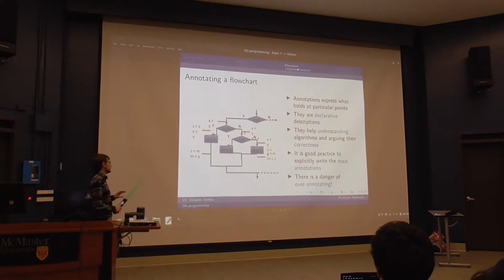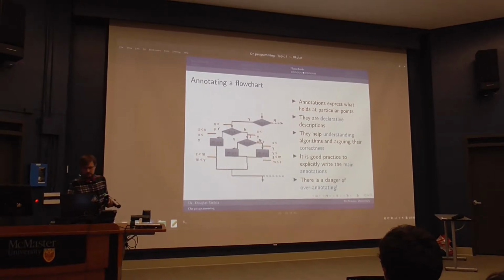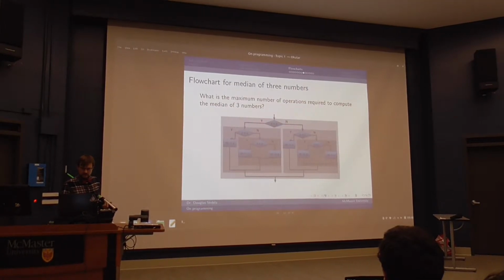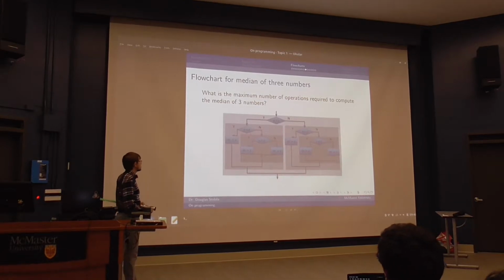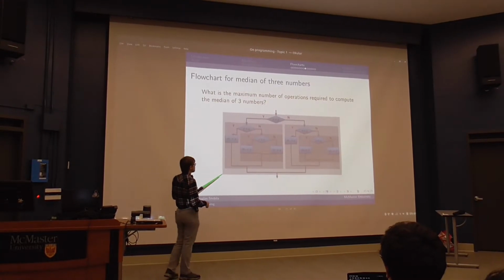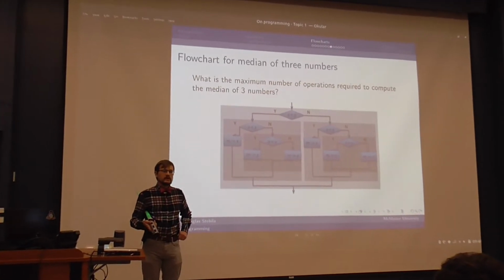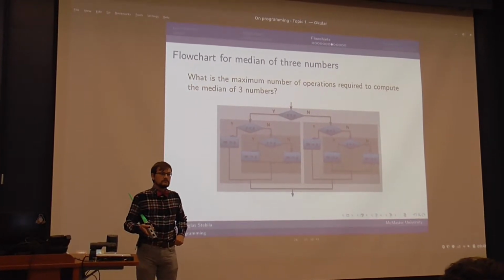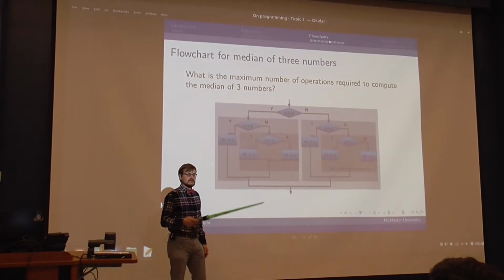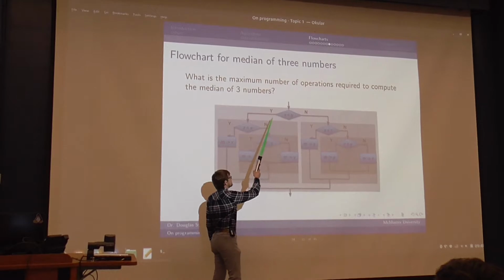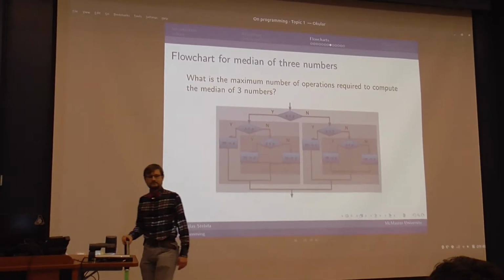So, I'm going to skip that. You can put more information on a flowchart than you need, but it makes it cluttered. That's the gist there. What is the maximum number of operations required to compute the median of three numbers? 4. Exactly. How do you know that? I see 4 boxes on a line. Another way of stating that is that that's the maximum depth of any branch of this tree. Right?